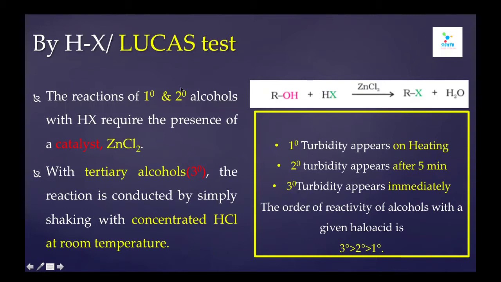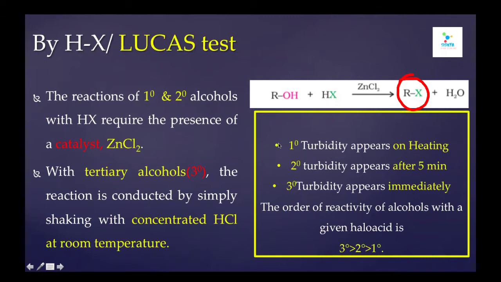This particular reaction is also very useful for distinguishing 1 degree, 2 degree and 3 degree alcohols. Suppose you have an alcohol that is either 1 degree, 2 degree or 3 degree. If I apply HX, the haloacid, on the alcohol, it will not only give the alkyl halide, which is important for the preparation of alkyl halides, but we can also use the reaction for distinguishing alcohols. So let's find out which alcohol we have.